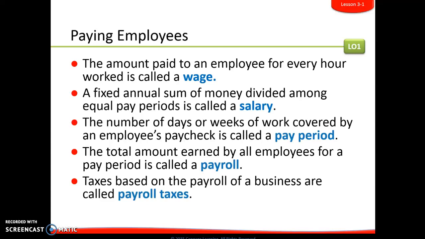Pay period is the number of days or weeks of work covered by an employee's paycheck. Payroll is the total amount earned by all employees for a pay period, and then payroll taxes are going to be those taxes based on the payroll of a business.